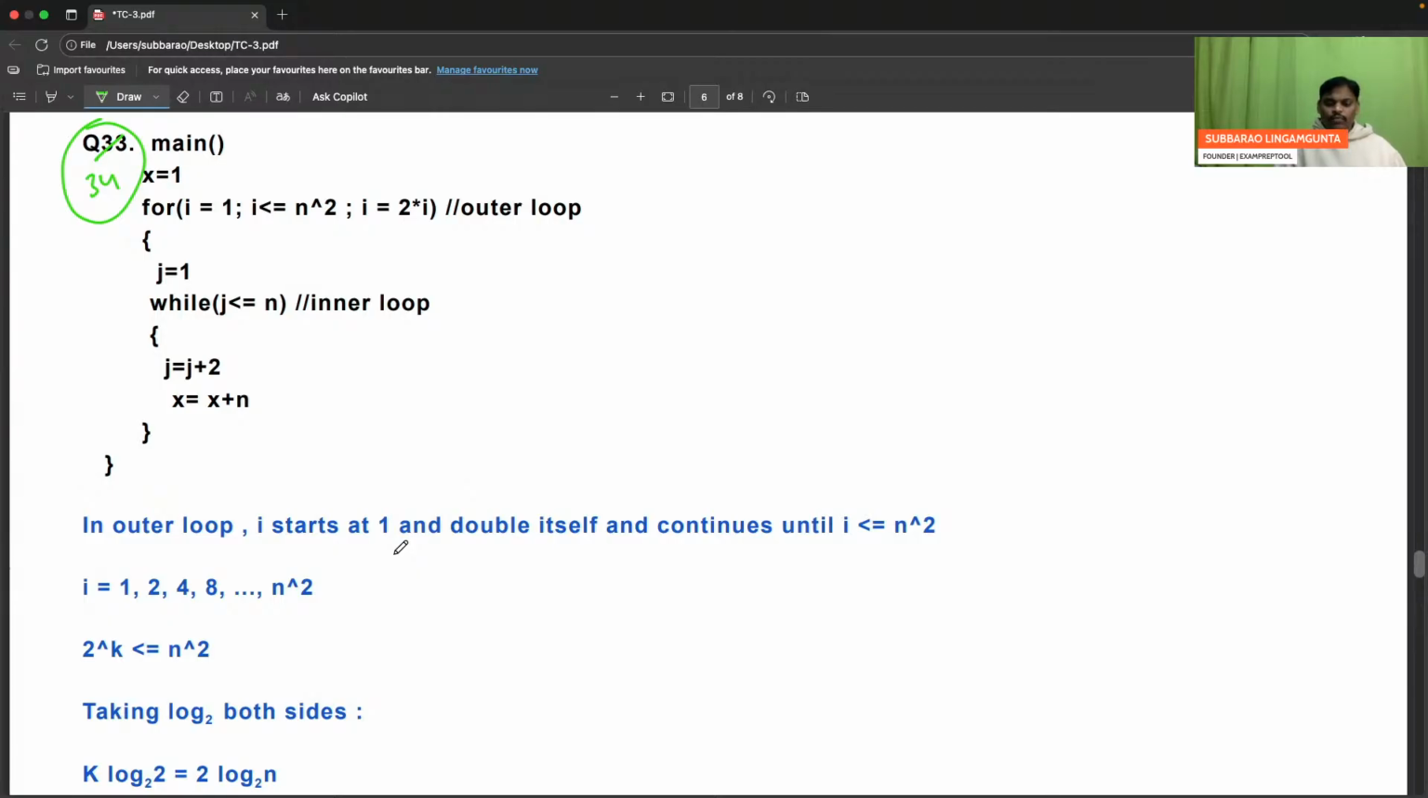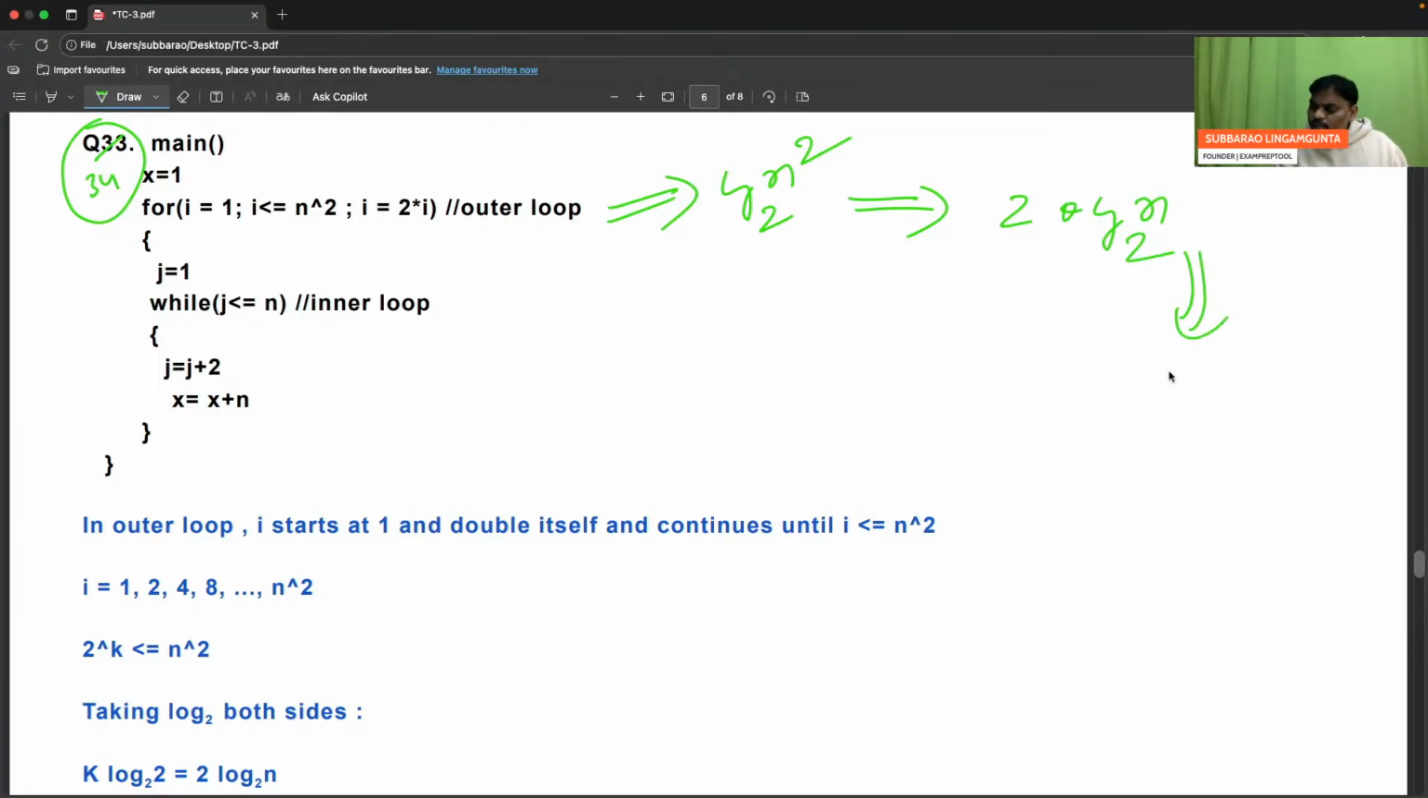Question number 34. Observe clearly, a small change may be there. See this. Always multiplied by 2, so log n base 2. If n is there, log n base 2; for n squared, log n squared base 2, which becomes 2 log n base 2. Asymptotically, by neglecting the constant, that is log n base 2. So the outer loop is log n base 2.